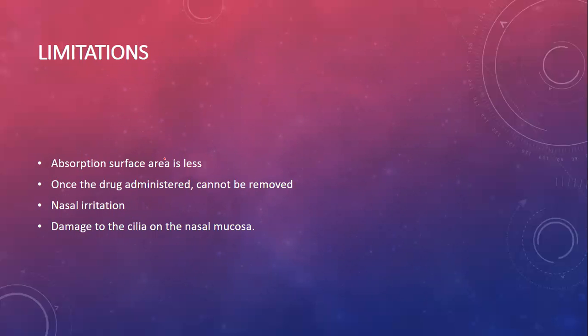Limitations: the absorption surface area is very small. When we compare with the gastrointestinal system, the nasal cavity has a smaller surface area, so the absorption surface area is comparatively less. And once the drug is administered, it cannot be removed. Once you instill these medications in the nasal cavity, we cannot take them out. Okay. Nasal irritation: some nasal drops or nasal sprays can be irritable to the nasal mucosa. There can be damage to the cilia on the nasal mucosa. If you are performing this procedure in a wrong manner, it can cause injury to the nasal mucosa, and through that, we can damage the cilia also.